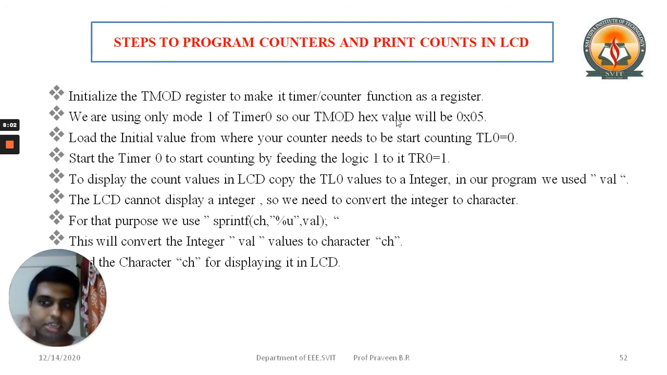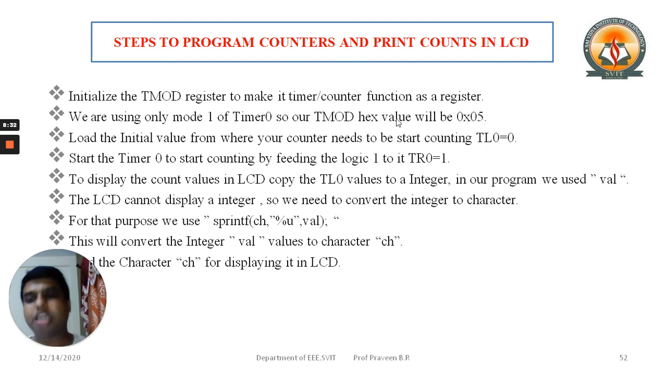Then you have to start timer 0 to start counting by feeding logic 1. That means TR0 equals 1. So whenever TR0 equals 1, you are setting the timer 0 bit. To display the count values on the LCD, you have to copy the TL0 value to an integer in our program, where we use it as VAL.